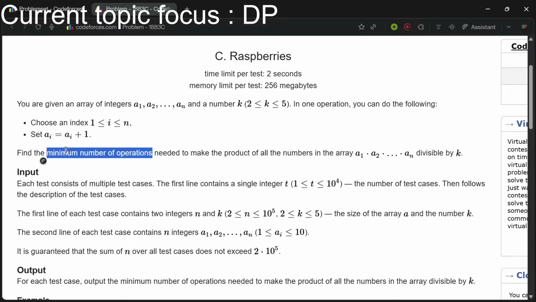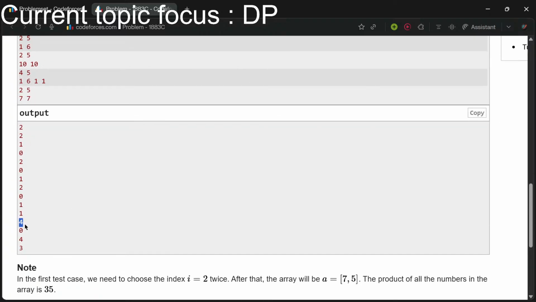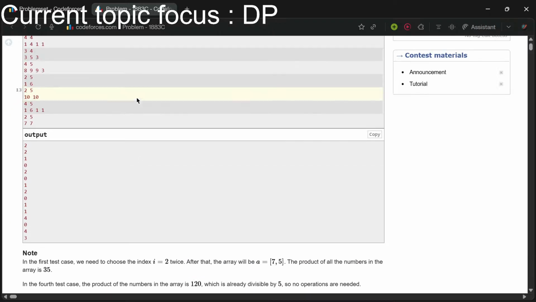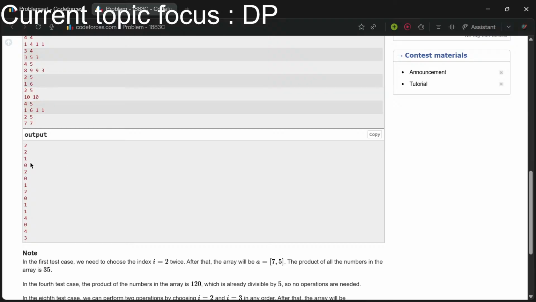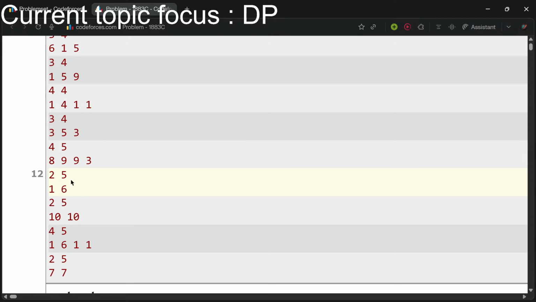So okay, let's take a sample test case. What test case can I take? The 12th test case. K is equal to 5 and the array is 1 comma 6. So the only way I can make this work is convert 6 to 10, since 5 times 6 is 30, or I can make 1 into 4. Correct.